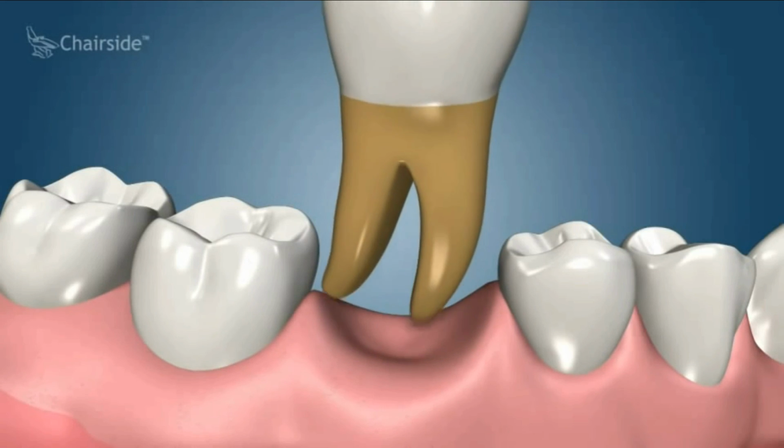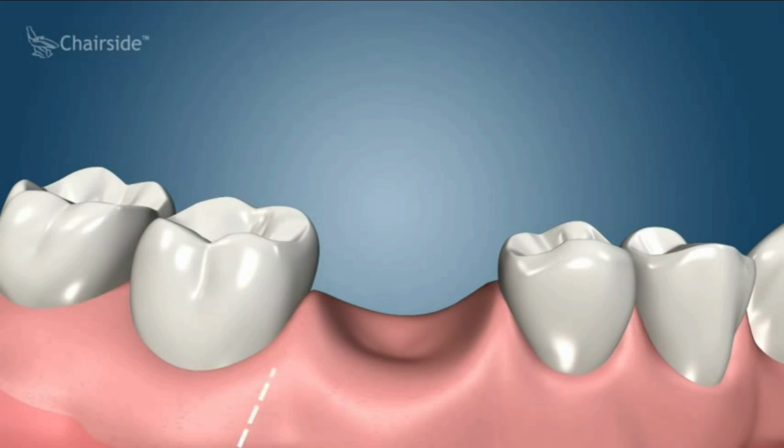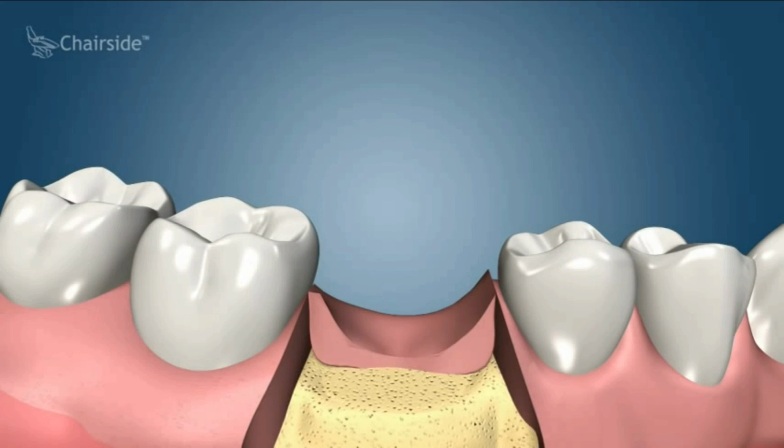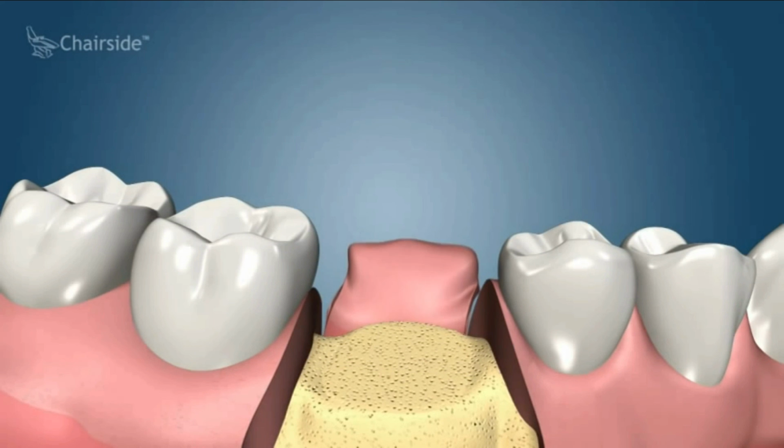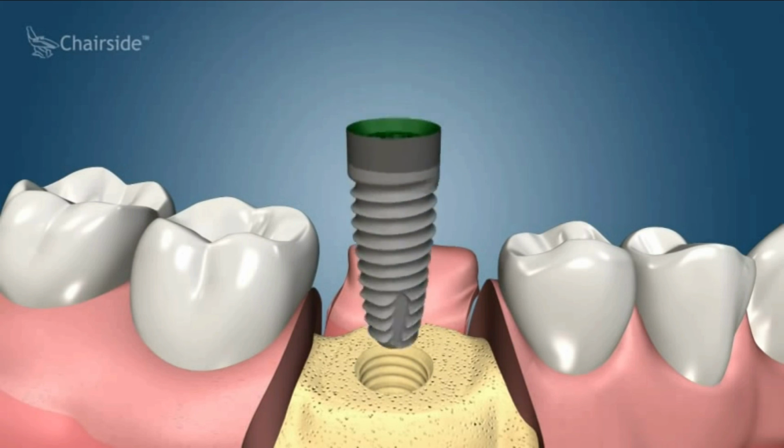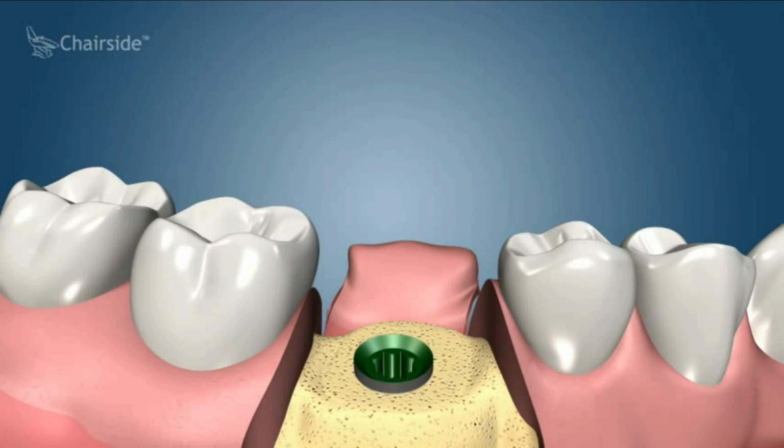this movie shows the two-step method. In this situation, the flap is raised to expose the bone. The bone is drilled to prepare it for the implant fixture, which is placed and then covered with a cover screw. This cover screw is very thin and just covers the opening of the dental implant.